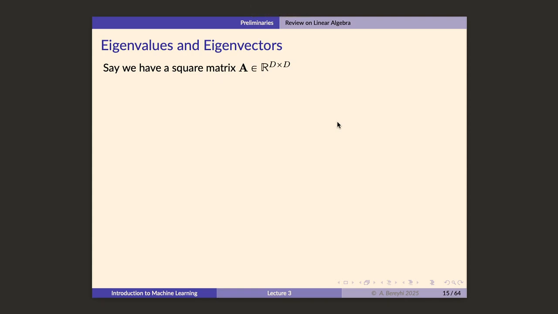Now we want to talk about the eigenvalues. Do you have the idea of eigenvalues? What are they? What is the definition of an eigenvalue? First of all, your matrix A should be a d by d square matrix, right?